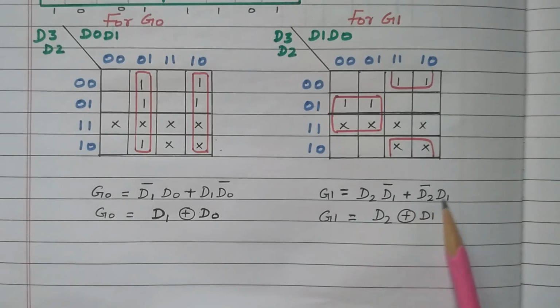Again it is nothing but very equivalent to the XOR gate. The expression is equivalent to XOR gate. So that is D2 XOR D1, right? So we got the expression for G0 and G1. Now we'll go to G2 and G3.